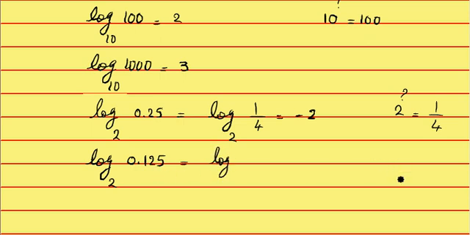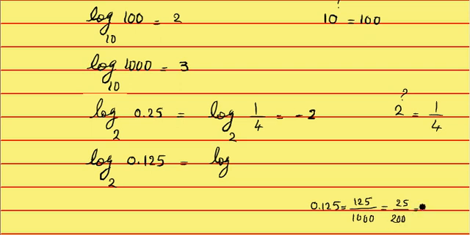0.125, if you're not familiar with it, if you don't know the fraction that is equal to it, you can write it like this. 0.125 is the same as 125 over 1000. Now you can start to simplify this for yourself. Divide by 5. Obviously both of these can be divided by 5. That makes 25 over 200.